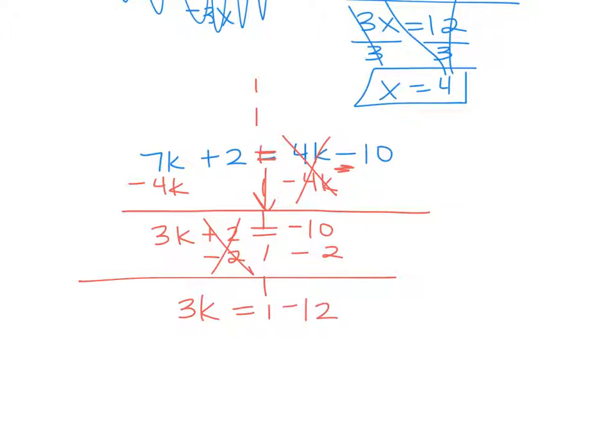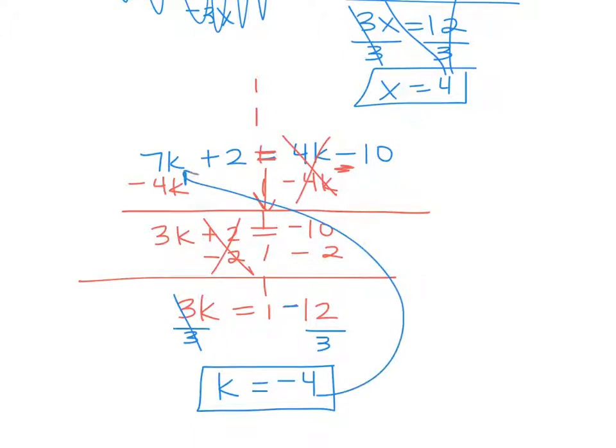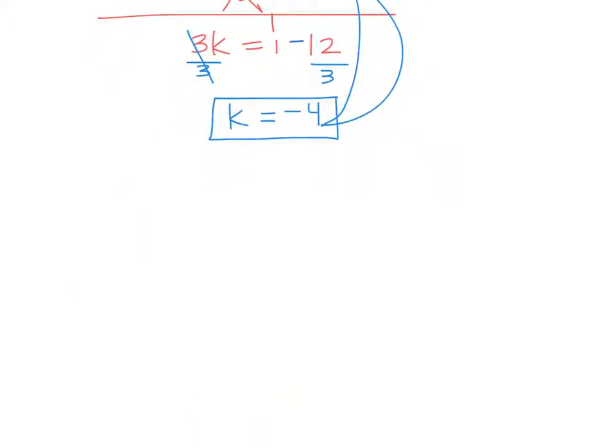And what do you do from there? Divide by 3, divide by 3. So you end up with k equals negative 4 because you had a negative 12, right? Okay? Again, you could plug it in here and here to double check. Okay? How do you do this problem?